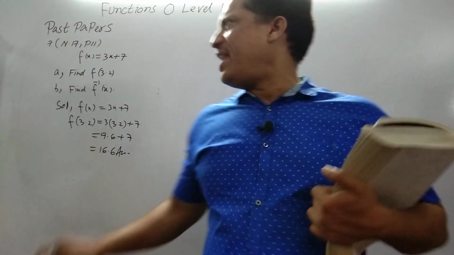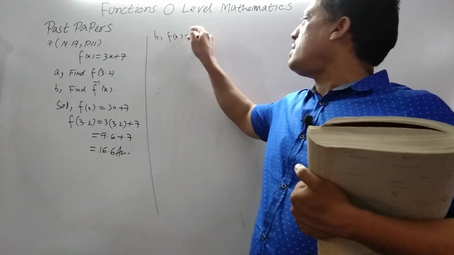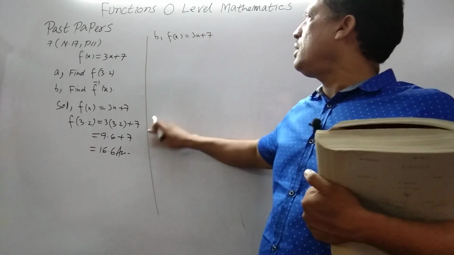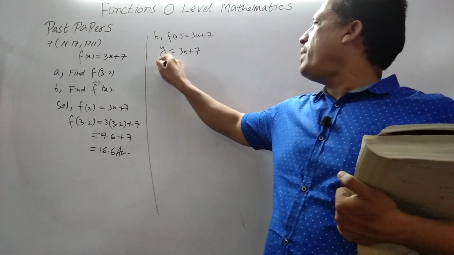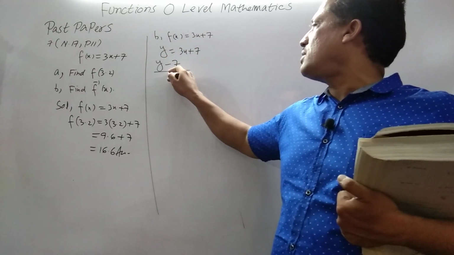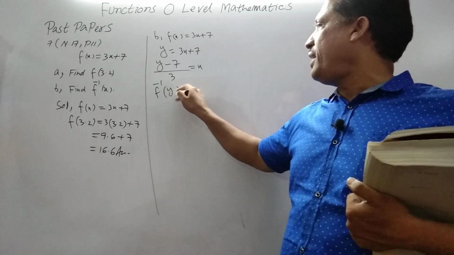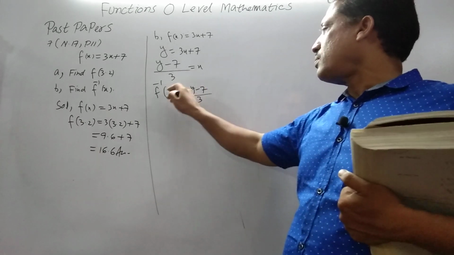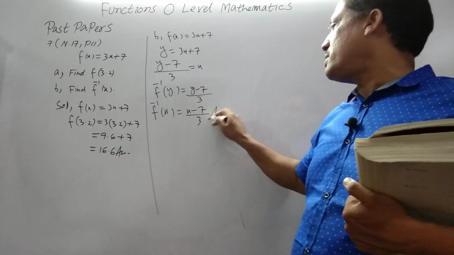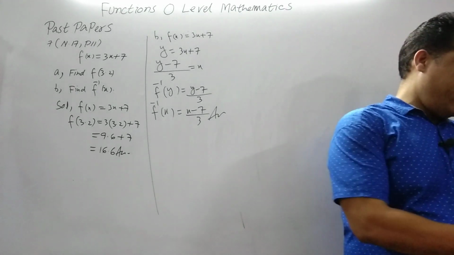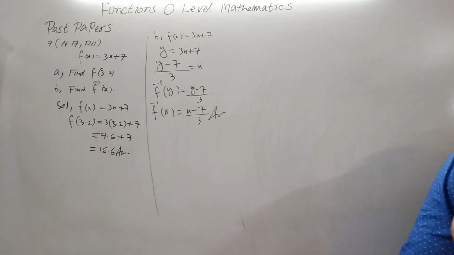Very, very easy part and very, very easy topic. The next part is f(x) = 3x + 7. Replace f(x) by y. Make x the subject of the given formula. Replace x by f inverse y and replace y by x. (x - 7)/3 is the answer. I hope you understand this question. (x - 7)/3. Okay. Let's have a look at the next question.